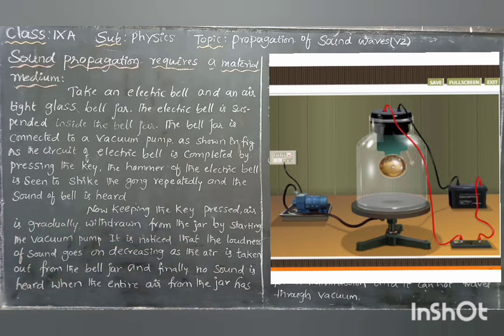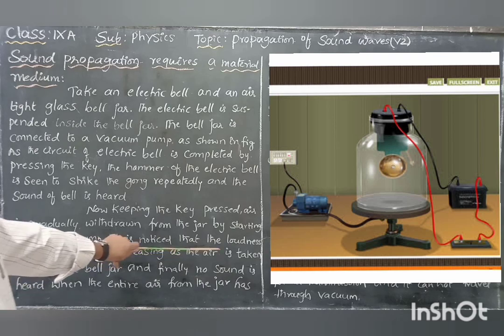Then start the vacuum pump connected to the jar. You are creating a vacuum, meaning you remove the air particles from the bell jar. After a certain time, close the key again, and the electric bell vibrates and produces a sound again. You can still hear the sound, but the intensity, the loudness, is less.